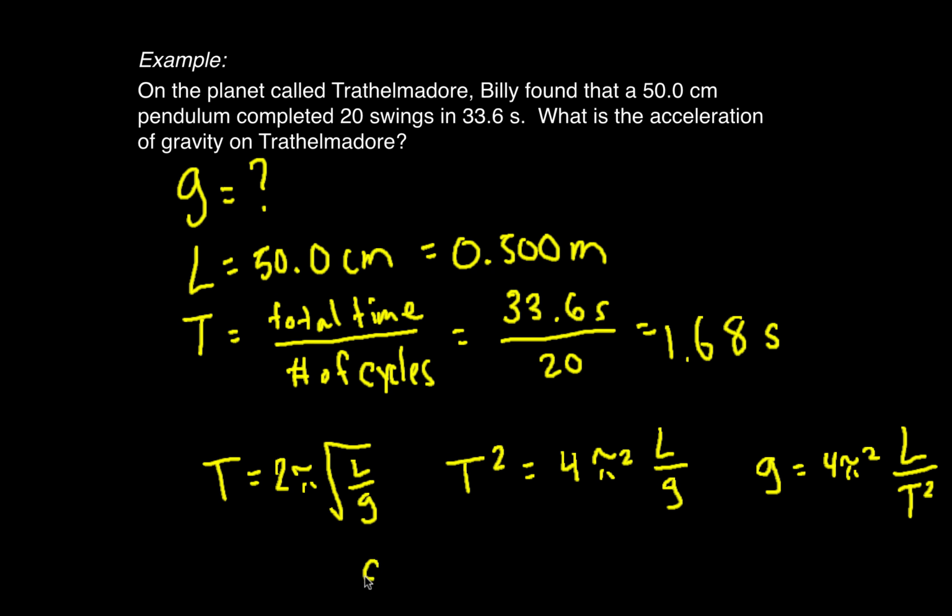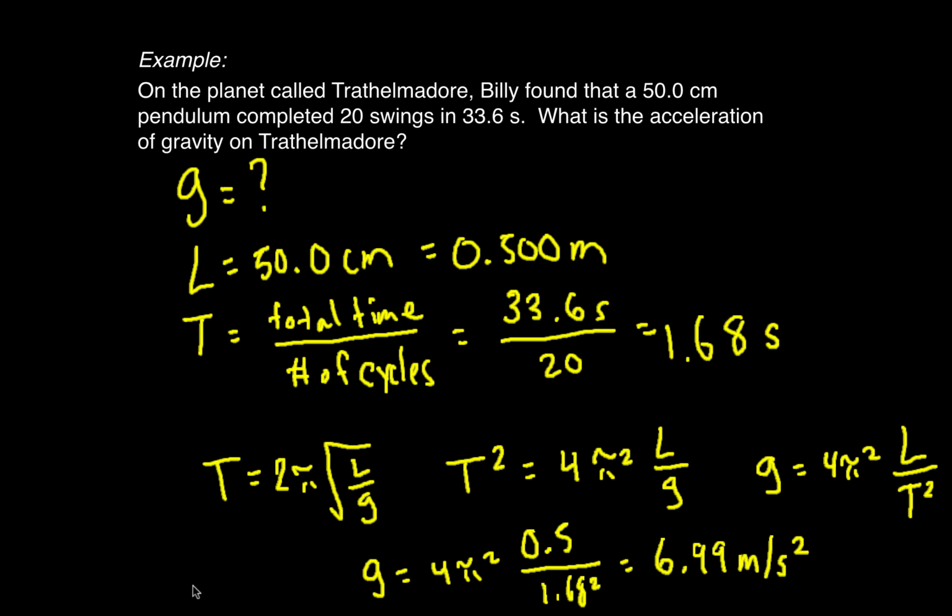So, g on the planet is equal to 4 pi squared, the length of the string, divided by the period squared. This gives us a g value on the planet of Trathalamore of 6.99 meters per second squared.